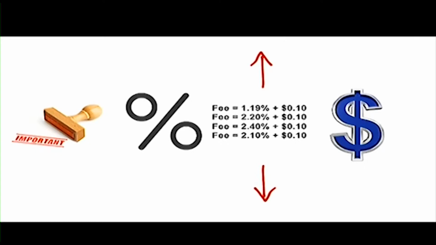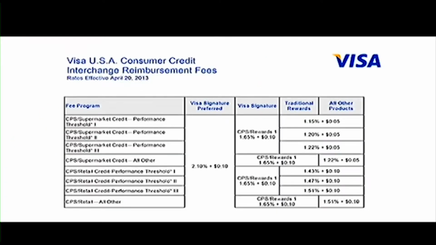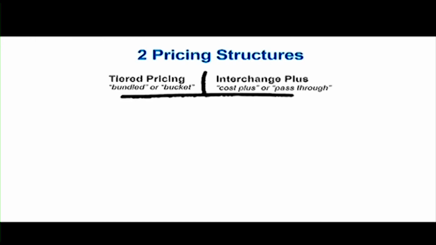Here's a sample of just one part of a schedule of fees published by Visa. As you can see, there are 13 rates and 8 categories on this example alone. Again, in any single transaction, just one of these rates are charged based on the qualification of the card that was presented. Let's look at two main pricing models and the components of both of them. Most providers will offer the following price structures. Number one, tiered pricing, also known as bundled or bucket pricing. And the second is Interchange Plus, also known as Cost Plus or Pass-Through pricing.